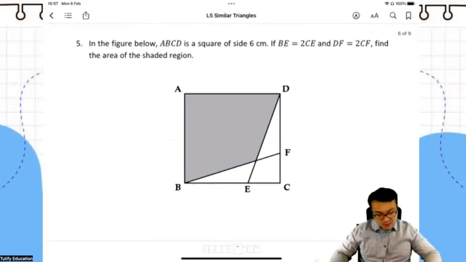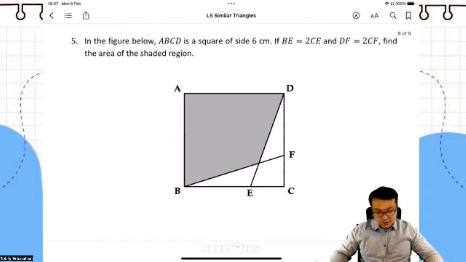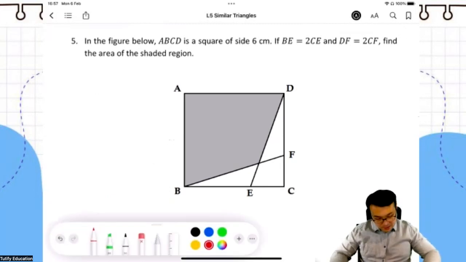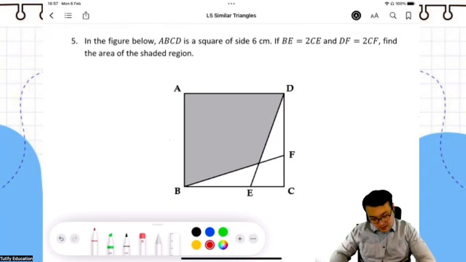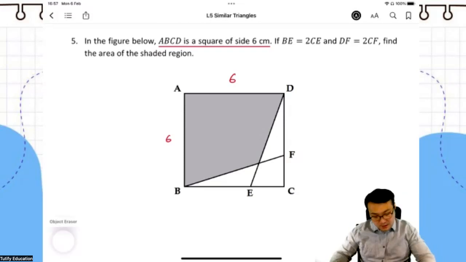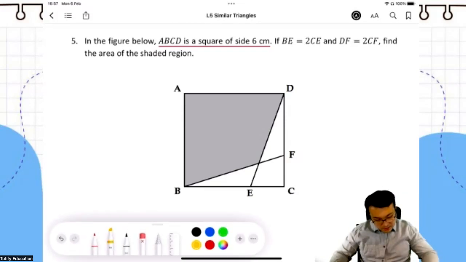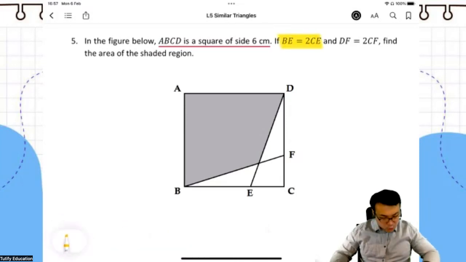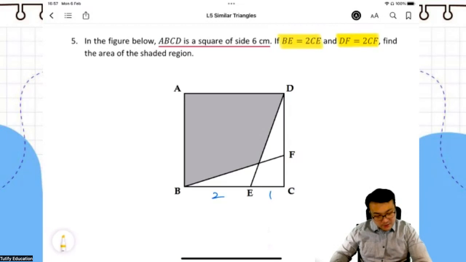Now let's take a look at this question. Okay, students, what are they trying to tell us? First, they're telling us that the square has a side length of 6 cm. So the area of the entire square is 6 times 6, 36, right? Now, what else did they tell you? BE is 2 times CE: this is 2 times and this is 1 time. They are also telling us that DF is 2 times CF. Find the area of the shaded region.